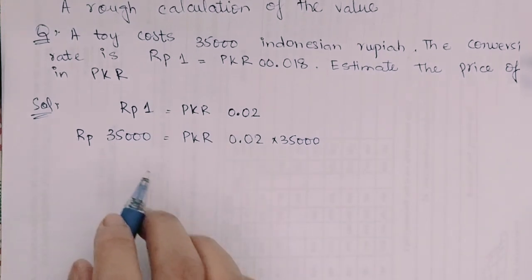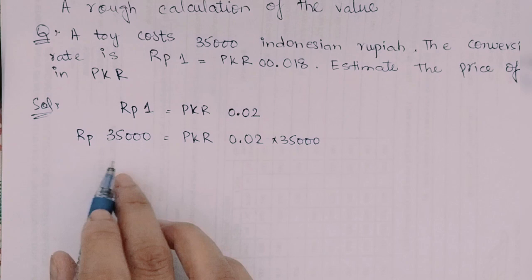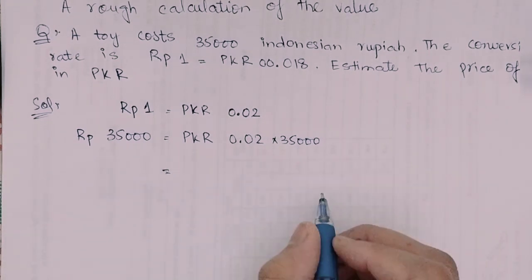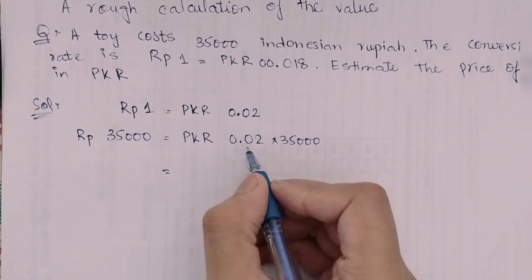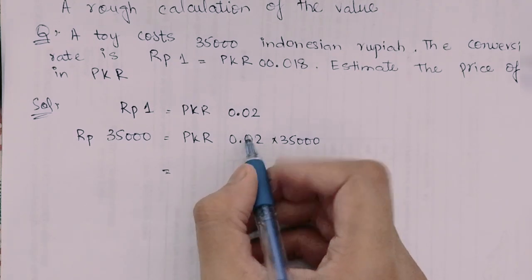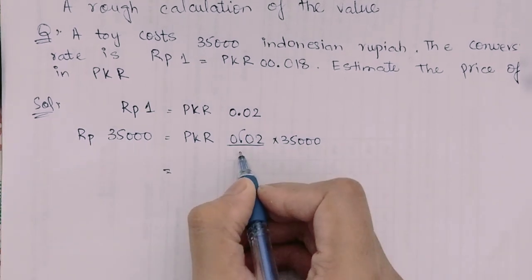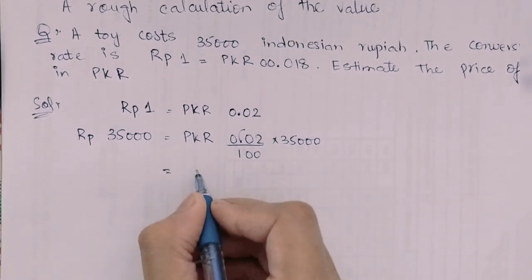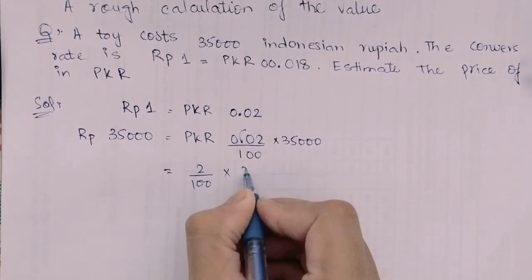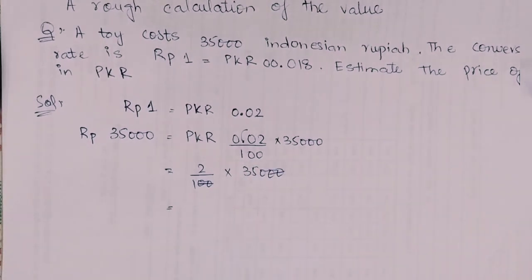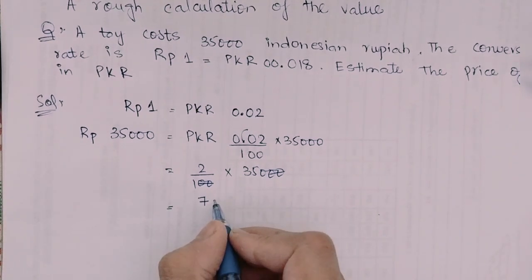So moving towards our question, it's 0.02 multiplied by 35,000. After multiplication you will get the answer, and for multiplication I am just trying to do it simply. Remove its point, it becomes 2, and how many digits? 2, so I write 2 zeros. It becomes 2 over 100 multiplied by 35,000. 2 zeros cancel, and what you have to do, multiply 350 by 2, it becomes 700.